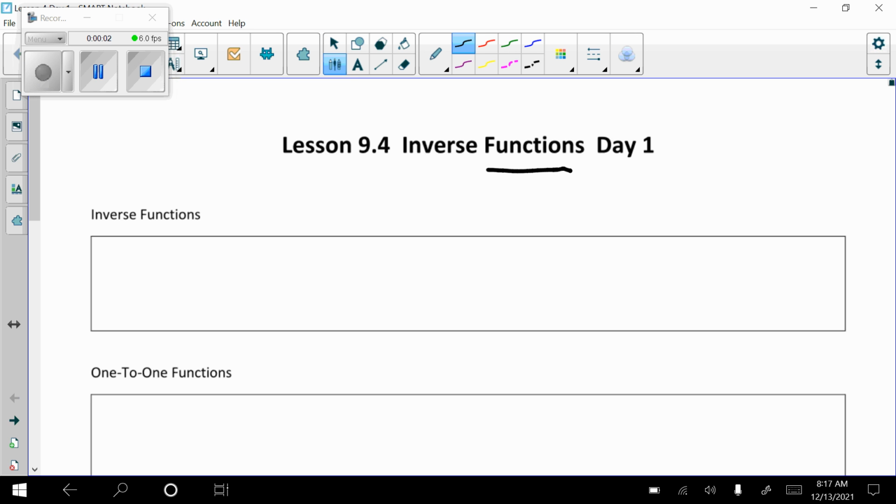Hey guys, welcome to lesson 4. We're going to be talking about inverse functions today.